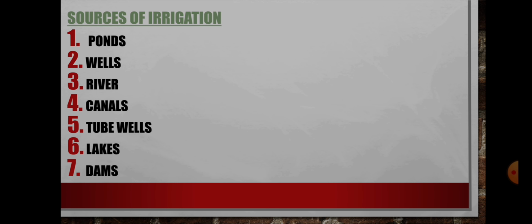Sources of irrigation. Ponds, wells, rivers, canals, tube wells, lakes, dams. These are the sources of irrigation. Next.